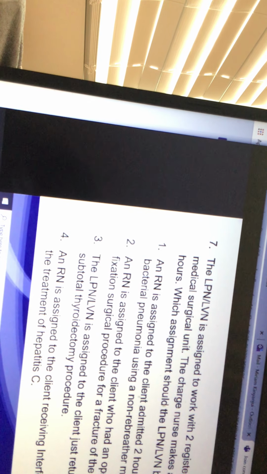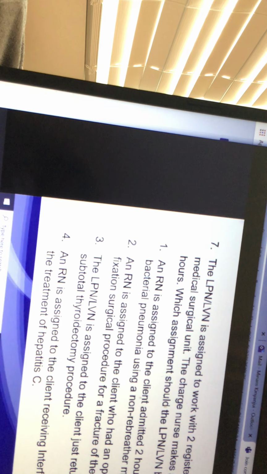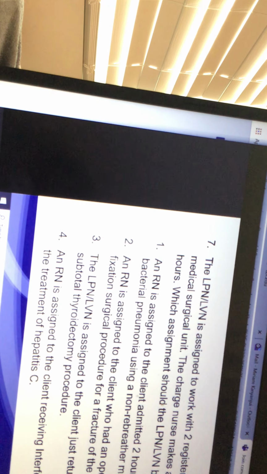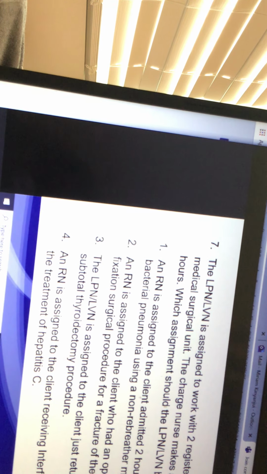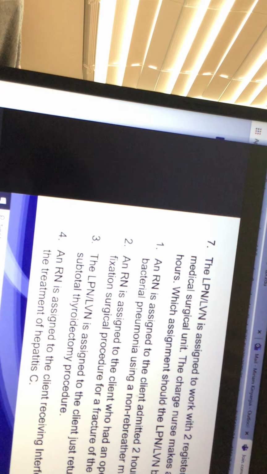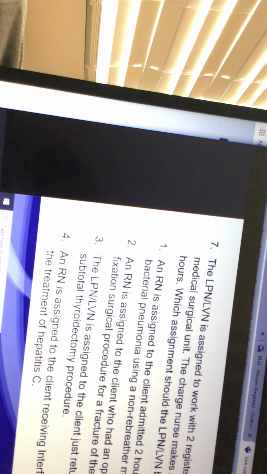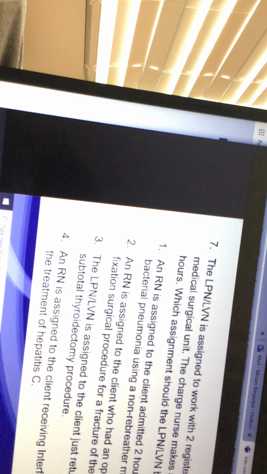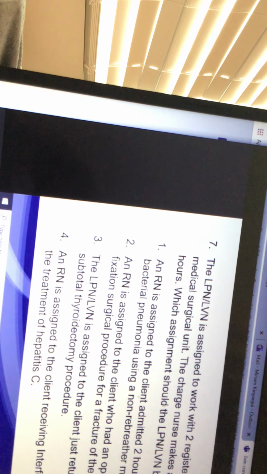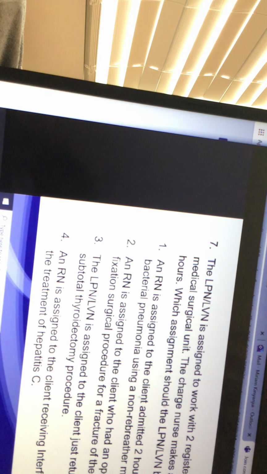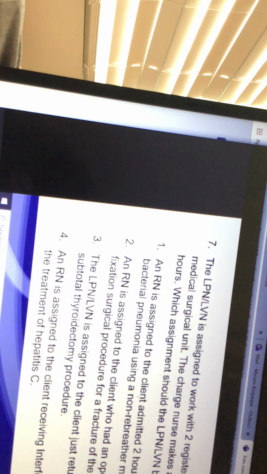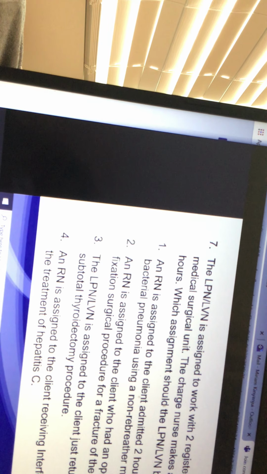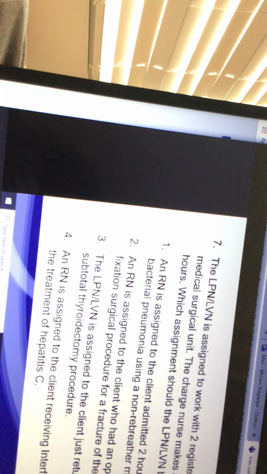Does that make sense? Yes. You go through each answer choice. So far, nothing wrong with 1. Nothing wrong with 2. Why would you bring that to the RN's attention? Nothing wrong with it. Number 3, something big's wrong there. The LPN cannot take care of that patient. I've got to go to the RN and bring it to her attention. Number 4, anything wrong with number 4?